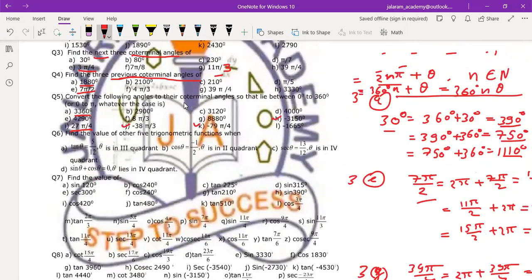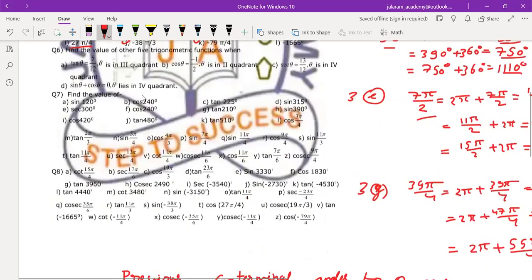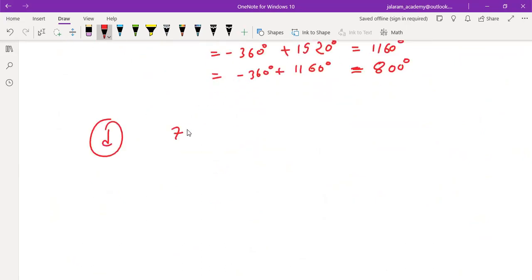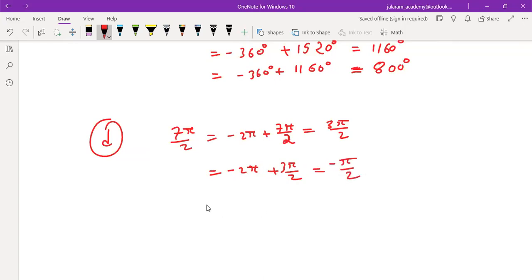We have to find the previous coterminal angle of 7 pi by 2. So we will add minus 2 pi to 7 pi by 2. 7 pi by 2 equals 3 pi by 2 minus 2 pi plus 3 pi by 2, which equals minus 4 pi plus 3 pi by 2, which is minus pi by 2, and minus 2 pi minus pi by 2 equals minus 5 pi by 2. All these are coterminal to 7 pi by 2.